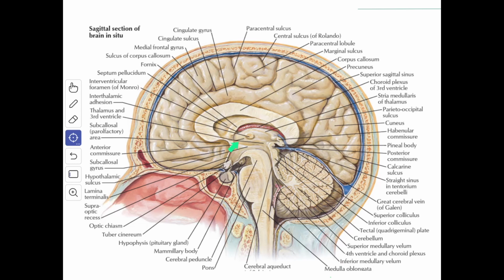The hypothalamic sulcus extends from the interventricular foramen, so this is the interventricular foramen, to the rostral end of the cerebral aqueduct. So from here to here you get the sulcus, that is the hypothalamic sulcus. This is the interventricular foramen and this is the rostral end of the cerebral aqueduct. Extending between these two points you get the hypothalamic sulcus.